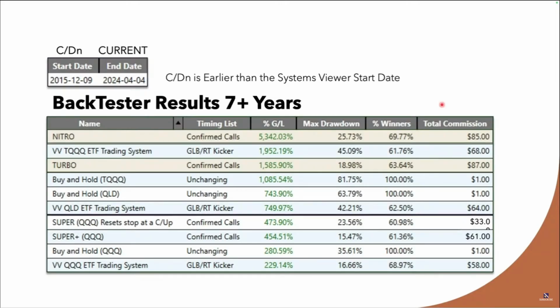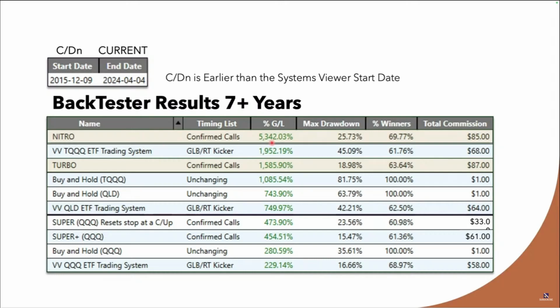So here are the back test results over 7 years. What I did is, this isn't the start date for the trading systems viewer. This is going back to the previous confirmed down signal, which was a great place to start because the green light buyer RT kicker combo signal used in the VectorVest QQQ ETF trading strategy uses green light buyer RT kicker combo, and that's a C down to exit. So we're in a confirmed down, everything starting at the same place.